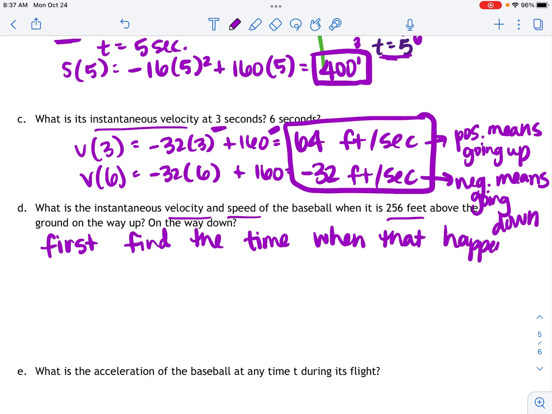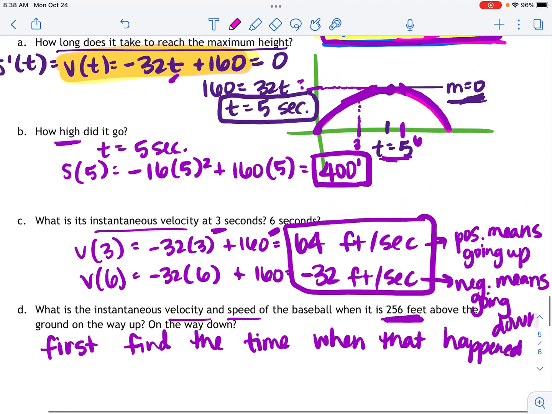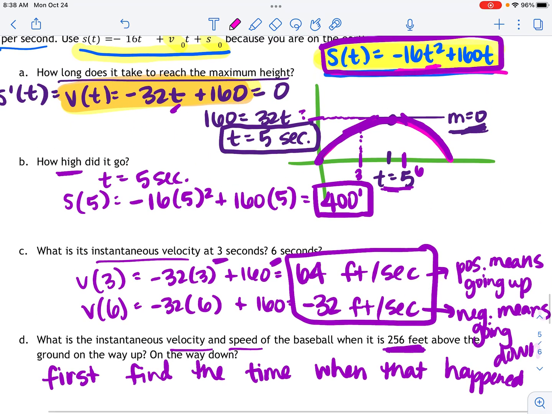So when I say when that happened, I'm talking about when it's 256 feet above the ground. So first I'm going to find that. Now, this is a location. 256 feet above the ground is a location. So I'm going to have to take the equation that measures location, which is the position equation. I have that highlighted in bright yellow there.